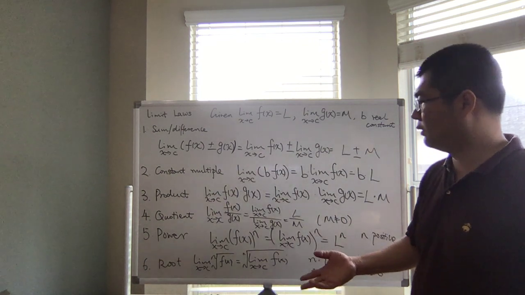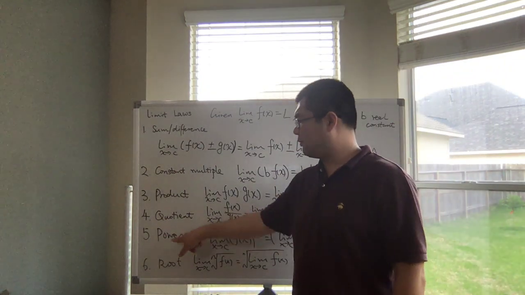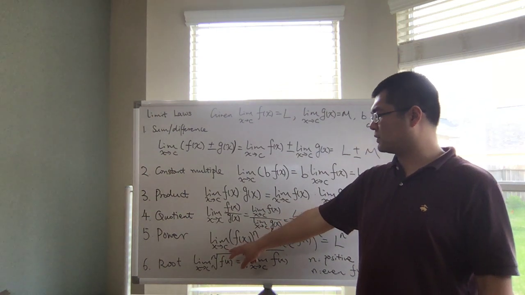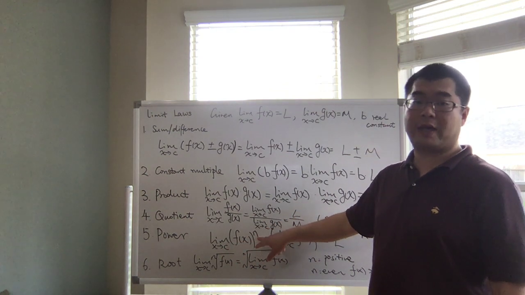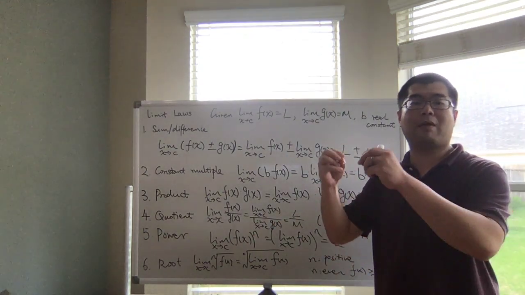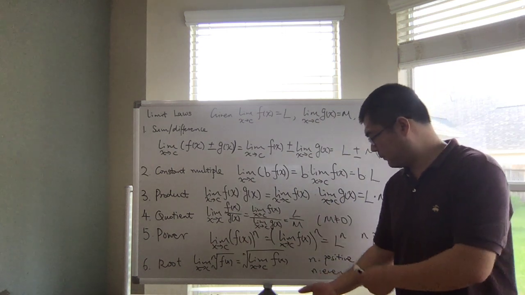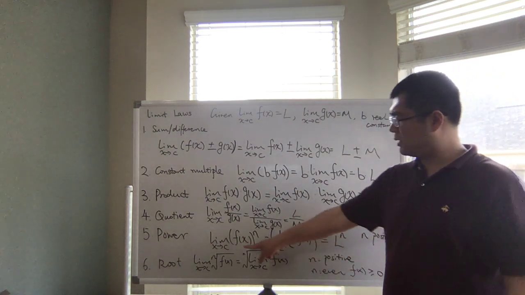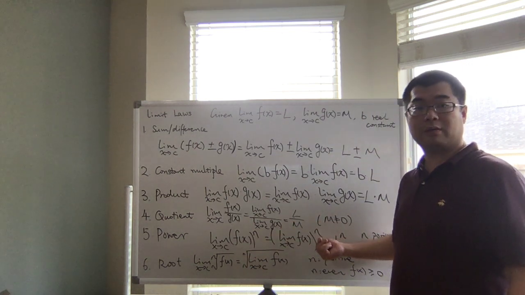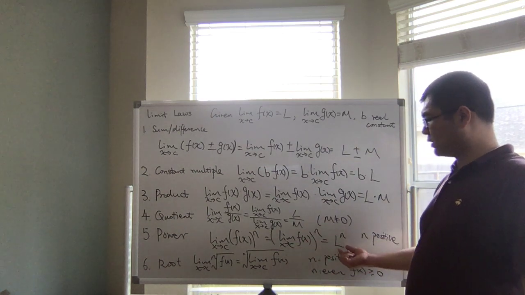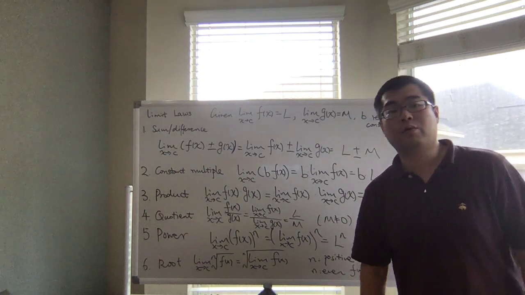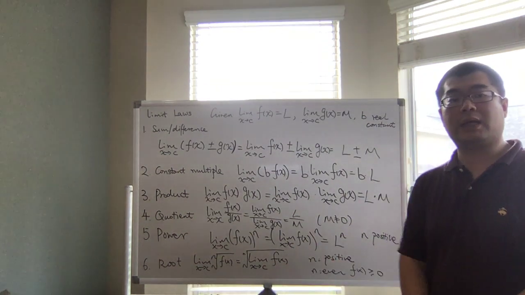Number 5, power law. If you evaluate the limit as x approaches c of f of x to the power of n, the limit of a function to a power equals the power of the limit of that function. In other words, you can evaluate the limit of the inside function first, and then raise it to the power n. We know that limit exists, which is capital L, so it's L to the power of n. And of course, you have to make sure that your n is a positive number.